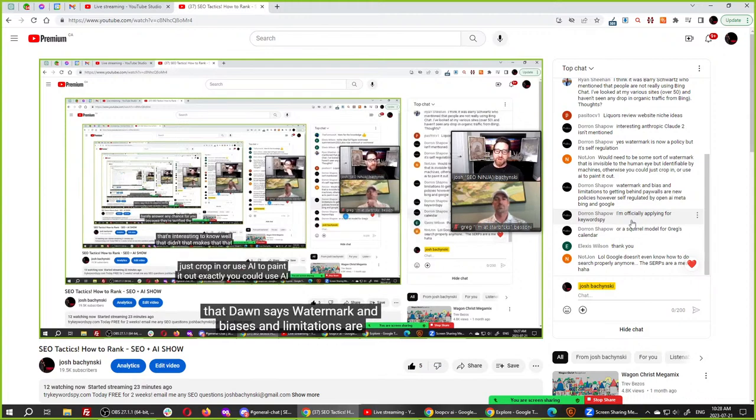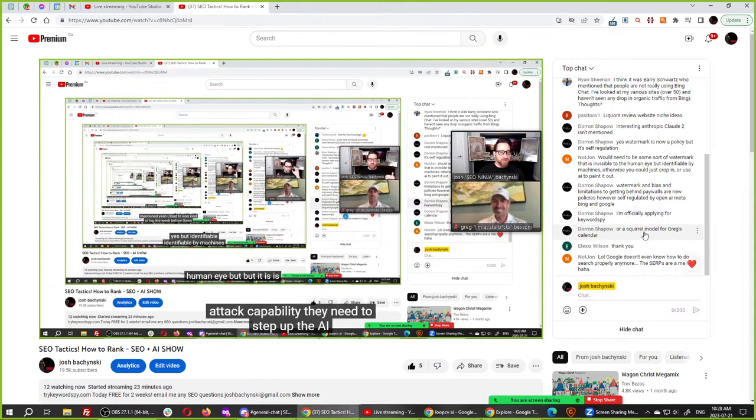Look at this infinite chamber we got going on here on the screen. I love it. It's fantastic. That makes my autism happy. Look at that. Ooh. Doran says, or a squirrel model for Greg's calendar. A squirrel model. Doran says, I'm officially applying for Keyword Spy. Okay, great. Awesome, Doran. Sign up for Keyword Spy.